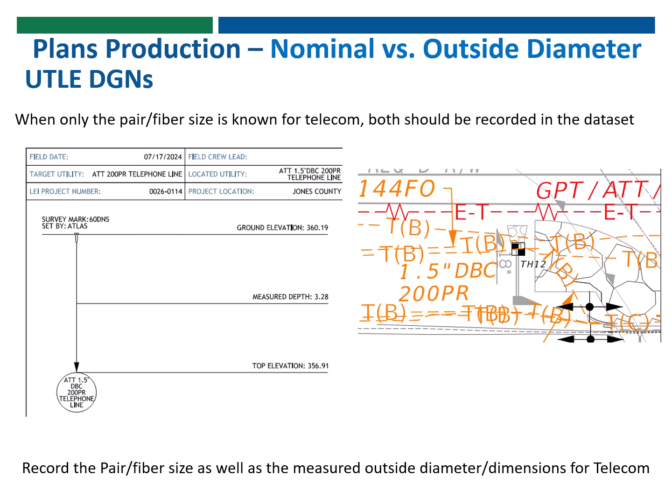On this next slide, when the pair or fiber size is known for that telecom, then both the pair size and the outside diameter should be recorded in the DGN file. In this case, they were looking for an AT&T 200 pair telephone line, and what they found was a 1.5-inch direct buried cable 200 pair telephone line. So what do they put in the DGN file? They put the outside diameter and the pair size of the utility in the DGN file.